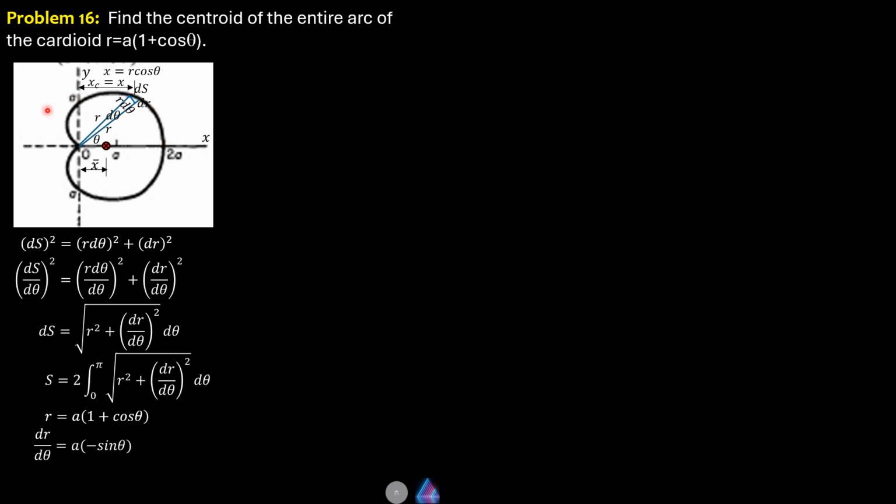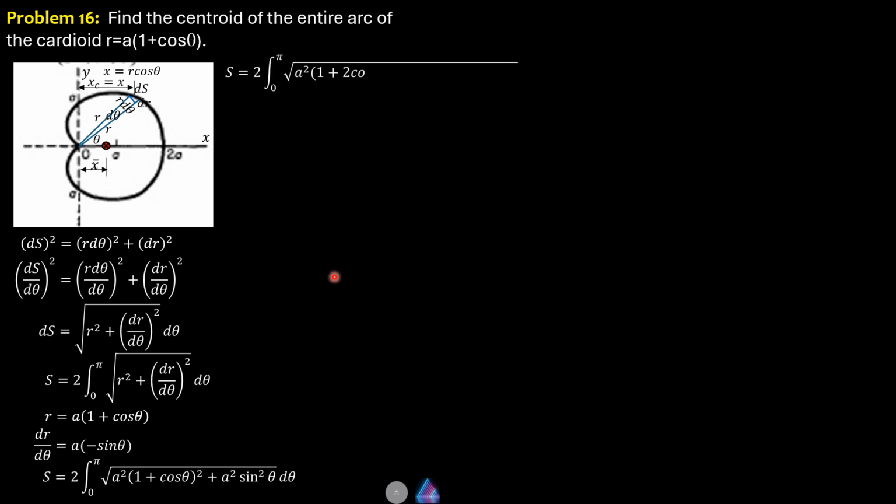So s is 2 integral 0 to pi of the square root of quantity a square times 1 plus cosine theta square. This is r square. Then dr d theta is a negative sine theta square, which is a square sine square theta, then d theta. So expanding 1 plus cosine theta square, s is 2 integral 0 to pi of a square quantity 1 plus 2 cosine theta plus cosine square theta plus a square sine square theta.